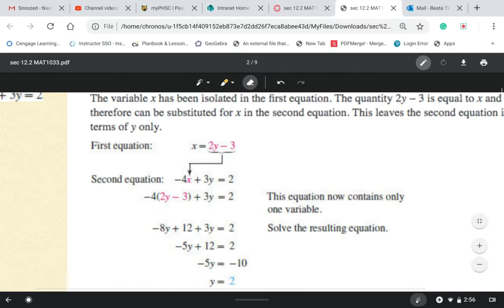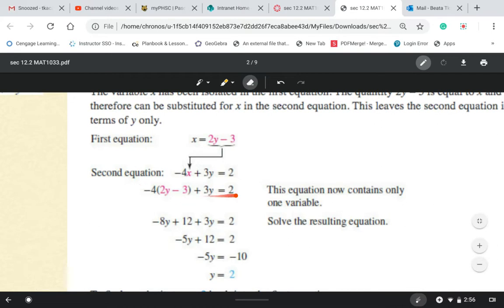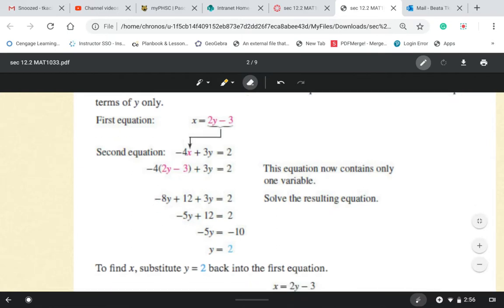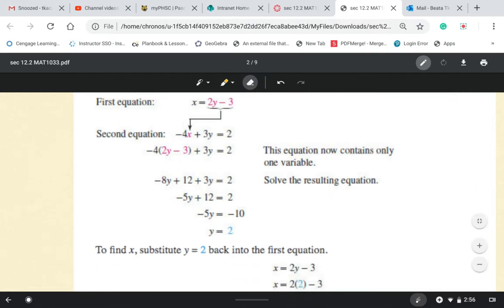And you're just going to continue. Why are we using substitution? Because look what happened. The second equation right now only has one variable, which is y. So we're going to distribute -4. We end up with -4 times 2y, which is -8y, -4 times -3, positive 12, plus 3y = 2. We solve this equation for y, and we end up with y = 2.